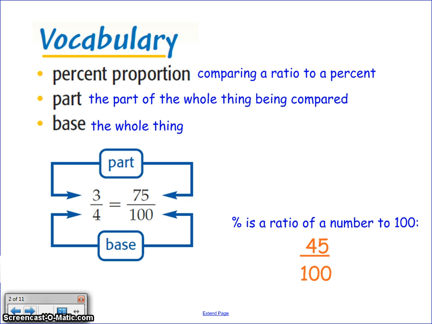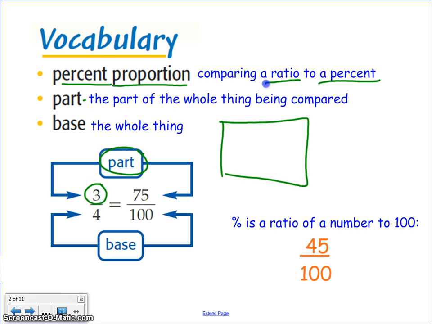Vocabulary, percent proportion, we're going to be comparing a ratio to a percent. That's what a percent proportion is, okay? The part in the percent proportion is the part of the whole thing being compared. So in our example right here, the part is 3. We're looking at 3 parts out of a thing that has 4 things in it. Say we had a rectangle like this. We're looking at these 3 parts out of something that has 4 parts to it. And it's a total of 4. Or we can think of it as 75% or 75 parts out of the 100.